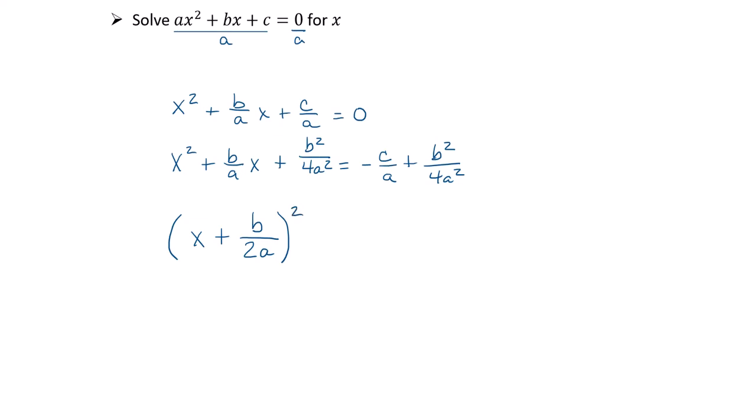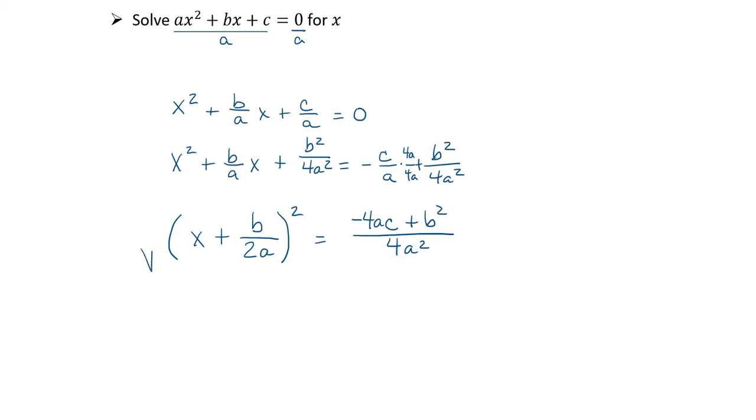2a quantity squared. On the right hand side, I should be able to get these fractions together. I just need a common denominator for my fraction. So I'm going to multiply this by 4a over 4a so that I'm able to put these together. When I do that, I'll have a negative 4ac plus b squared all over 4a squared.